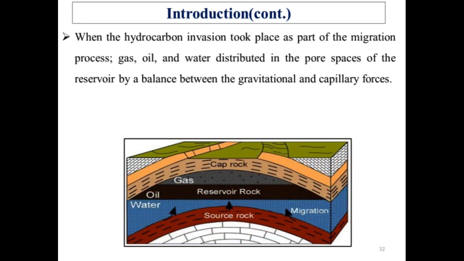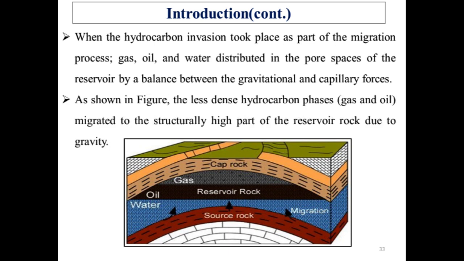When the hydrocarbon invasion took place as part of the migration process, gas, oil, and water distributed in the pore spaces of the reservoir by a balance between the gravitational and capillary forces. As shown in the figure, the less dense hydrocarbon phases, gas and oil, migrated to the structurally high part of the reservoir rock due to gravity.